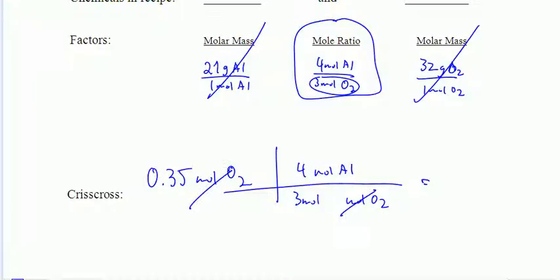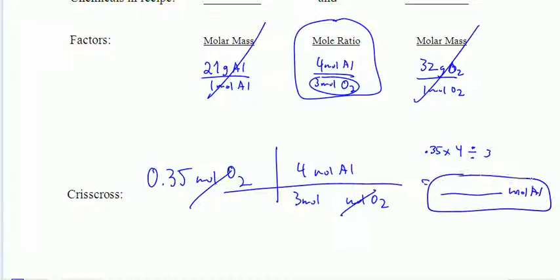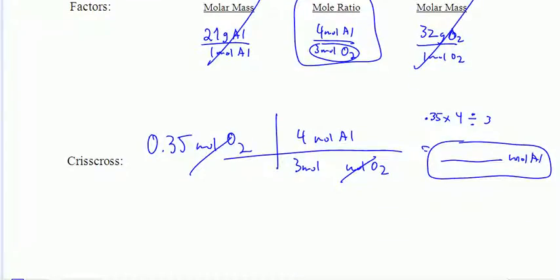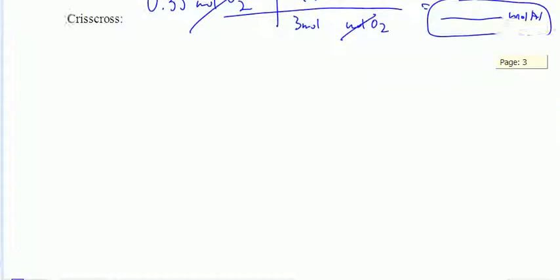So this is going to cancel. 0.35, I'm going to multiply it by 4, and I'm going to divide it by 3. And I'm going to get my answer in moles Al. Again, I do not have a calculator with me right now, so I do apologize about that. Setting up the crisscross is by far the most important thing.